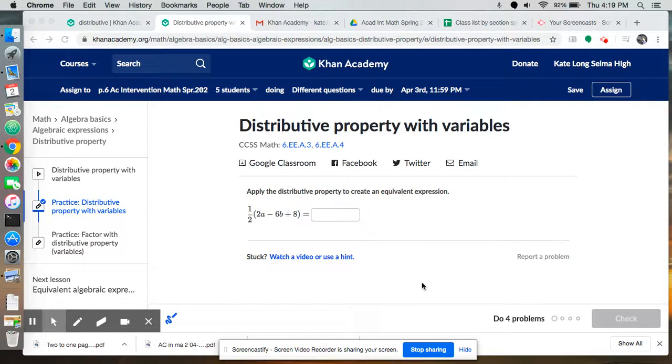Hi, students. I can see that many of you are struggling with the Khan Academy task titled Distributive Property with Variables. And so I thought I'd work through a couple of the problems with you so you can understand what it is you're supposed to do. This is the first question that came up for me. It might not have been your first question.